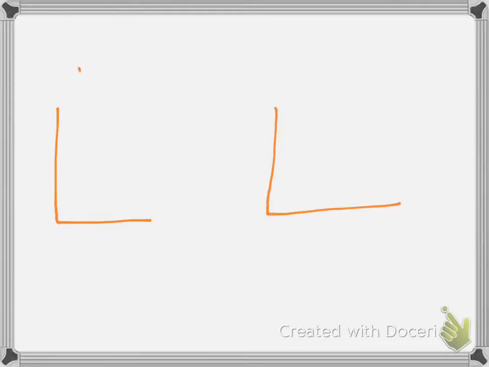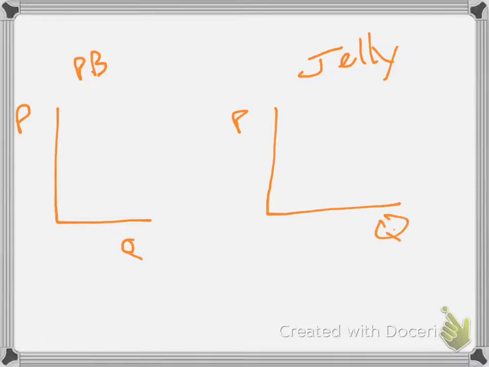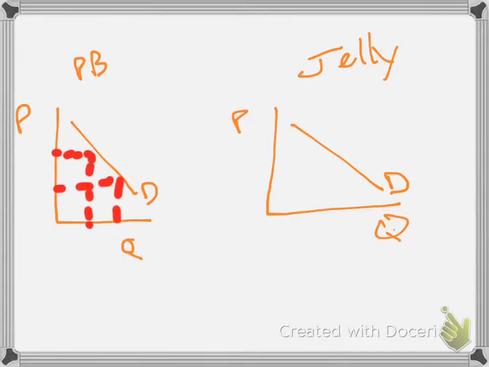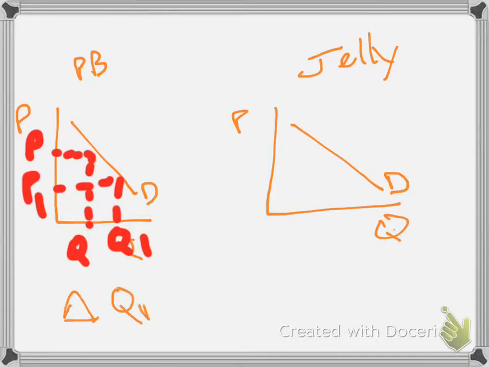Let's set up two goods. Let's do peanut butter and jelly. Price, quantity, price, quantity, demand, inverse relationship. Okay. What is going to happen if you lower the price on peanut butter from P to P1 and the quantity increases, right? This was a change in quantity demanded. Peanut butter got less expensive, you sold more peanut butter.